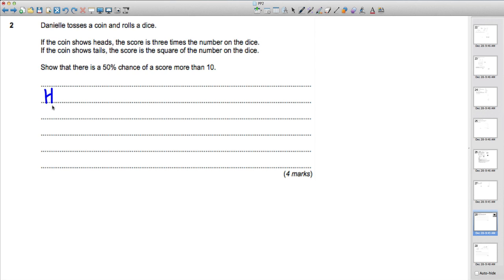If she gets a head or a tail, and then the score on the dice if she rolls is either 1, 2, 3, 4, 5, or 6. Now if she scores a head, the score is 3 times the number on the dice. So if she gets a head, she'll score 3, 6, 9, 12, 15, and 18. If she scores a tails, the score is the square of the number on the dice. So it would be the square of 1, which is 1, 4, 9, 16, 25, and 36.